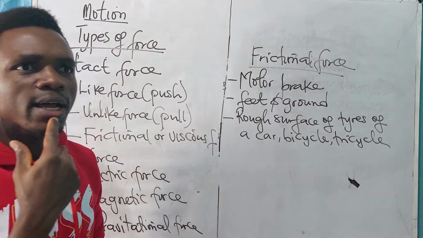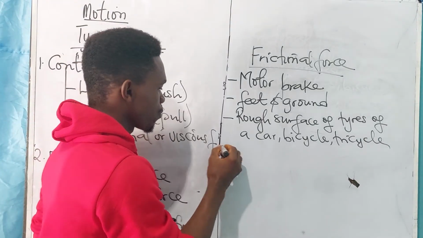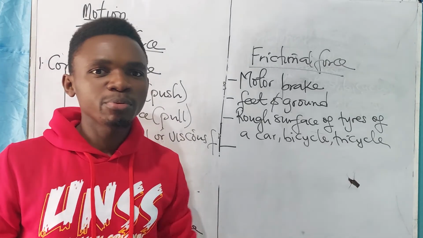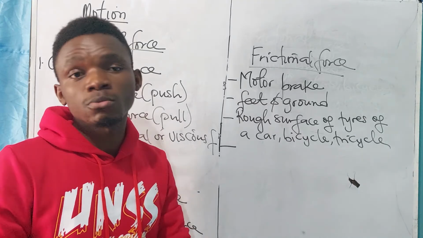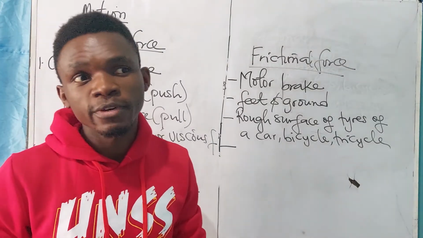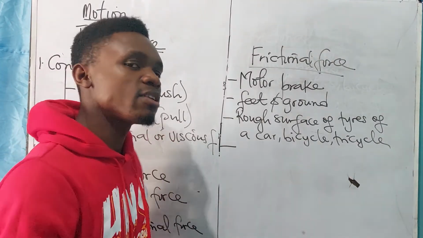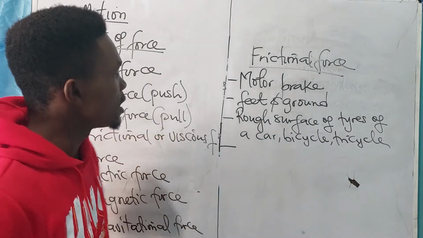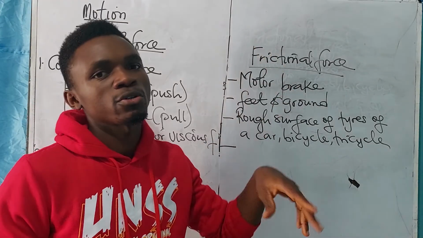Now, another application of friction is the spreading of sand on a slippery surface. The spreading of sand, when it rains, everywhere becomes what? Slippery. Now, for you to prevent a person from falling, what do you do? You spread sand. Now, the spreading of sand around a slippery surface is another example of what? Application of frictional what? Force.